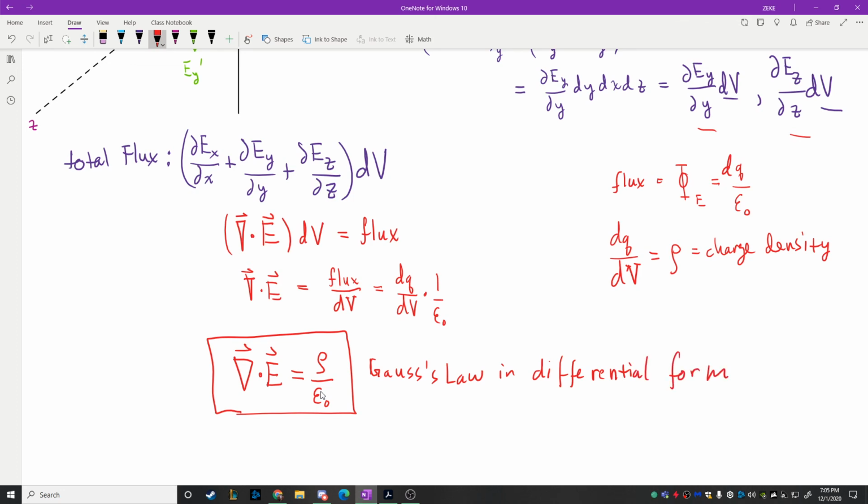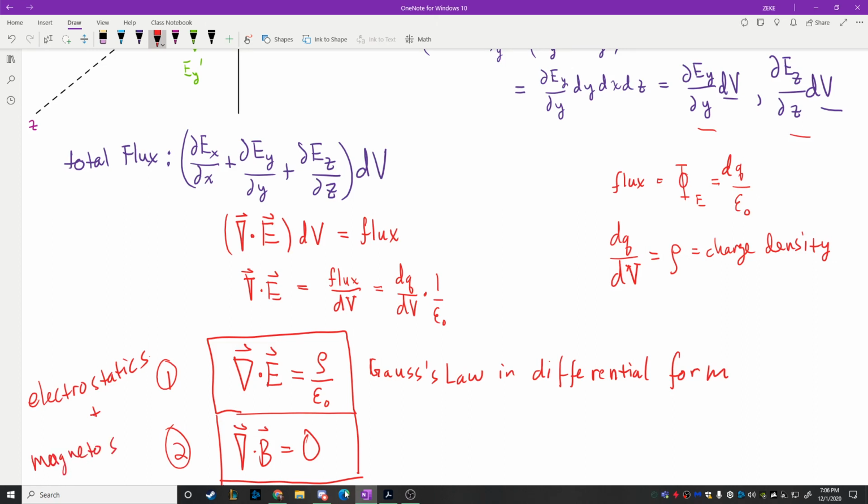And to complete the story, we can do the exact same thing for the magnetic field, except with magnetic charge density. The magnetic charge density is always 0 because there are no magnetic charges, and so the divergence of the magnetic field is always 0. And this is also Gauss's law, but just for magnetism, right? When you combine these two together, you've got the first and the second Maxwell equations. And these two equations, just like their integral forms, describe all of electrostatics and magnetostatics. These describe static electric and magnetic fields and what they do and how they behave.